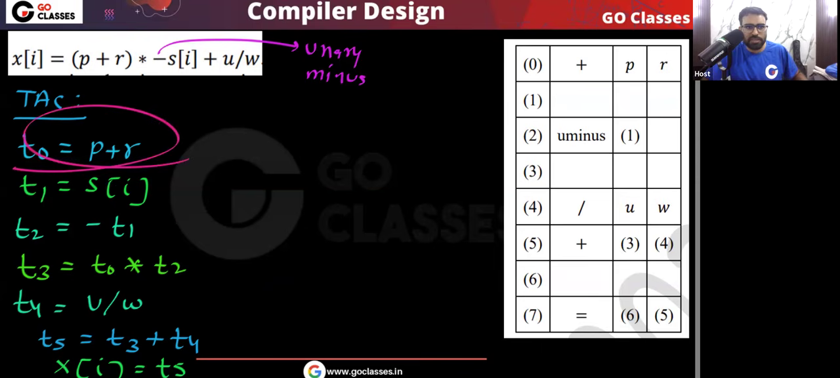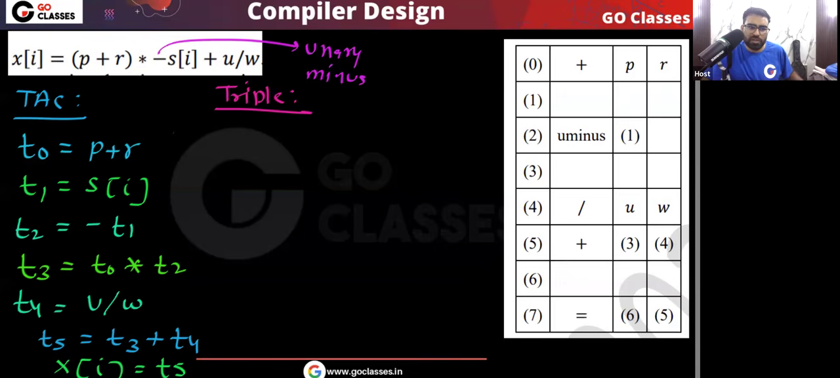So tell me about the first statement. For the first statement, what will be the triple representation? Tell me. Very easy. The operator is plus and the arguments are p comma r, and that is given to you. Very simple. This is already given to you. Okay, so actually without looking at this table also, let me make this triple representation without looking at this table. Of course we can also cross check with the table, but let me directly make the triple representation. That is operator, argument 1 and argument 2. Okay, yes or no? In a triple representation we have three fields.